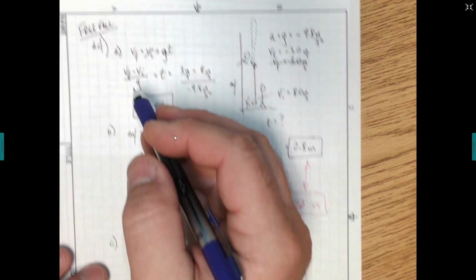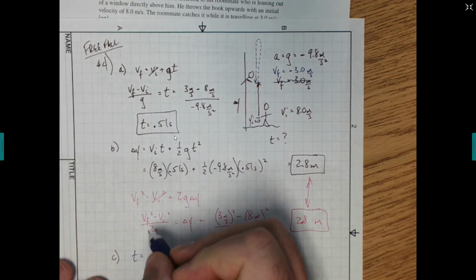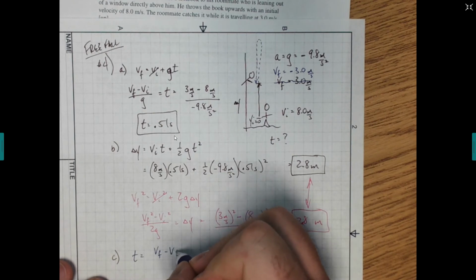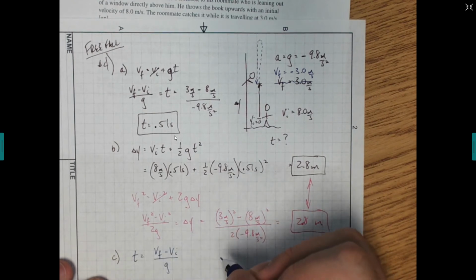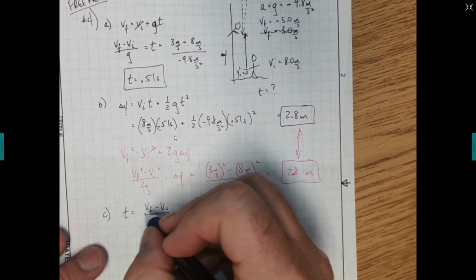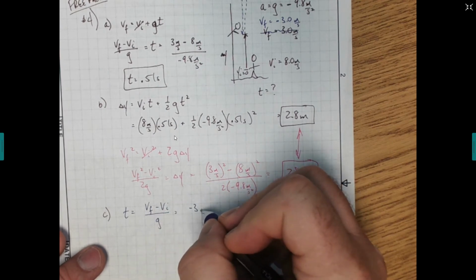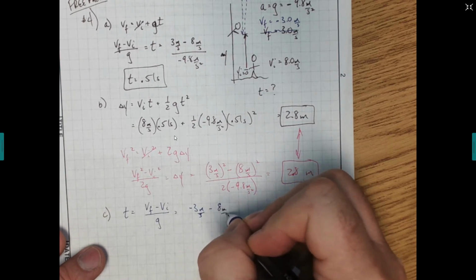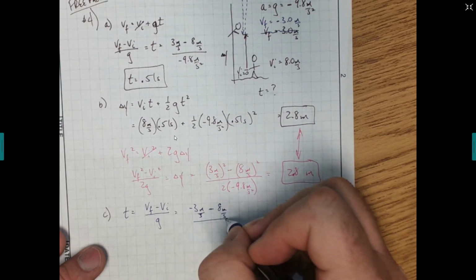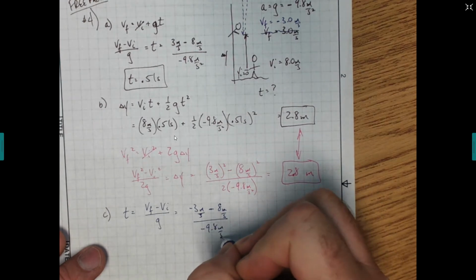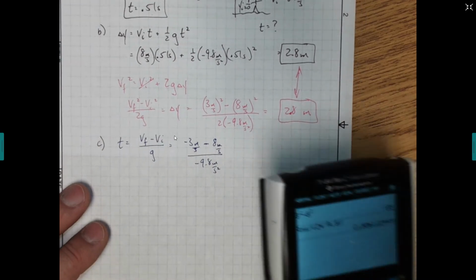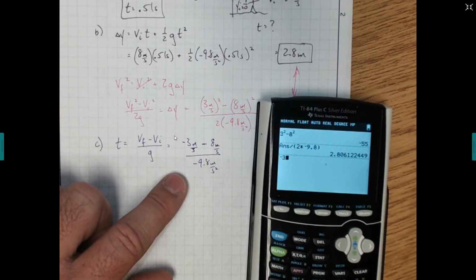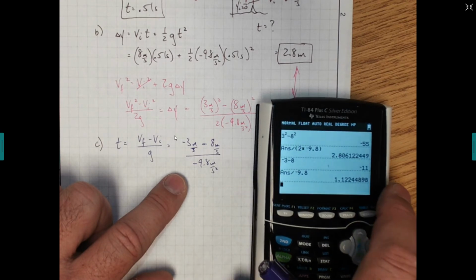So my time, we can use the same equation. Time is equal to velocity final minus velocity initial all over my acceleration due to gravity. And so now my final velocity is negative 3 meters per second. My initial velocity is 8 meters per second. He's still a positive. It's minus a positive all over the negative 9.8 meters per second squared. So again, put all that in our calculator. Negative 3 minus 8. Now we get negative 11. Divide that by negative 9.8. And we get 1.12 seconds.